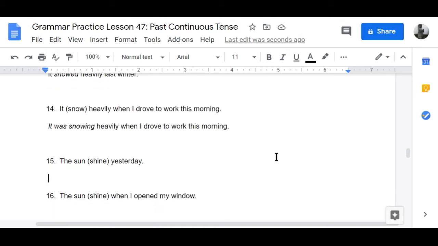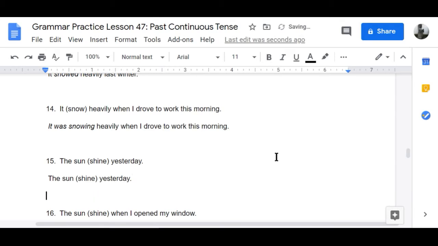15. The sun, let me copy the sun. There's only one, but I'm gonna make a copy. Yeah, now we have 2 suns. The sun, guys, I'm gonna use shined, okay? But you can also use shone. The sun shined yesterday, but you can use shined regular or shone irregular. I prefer shined.